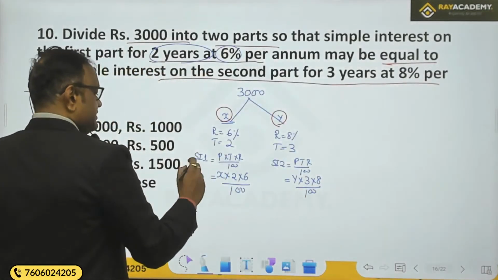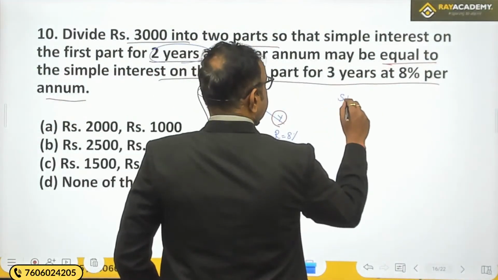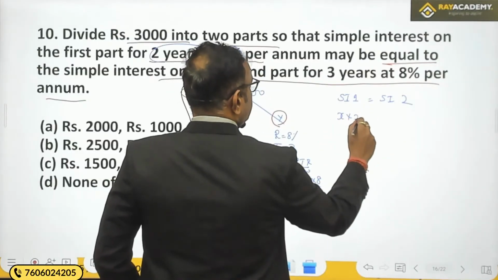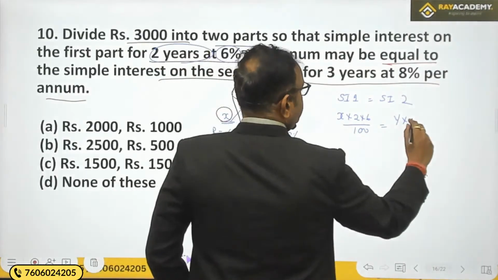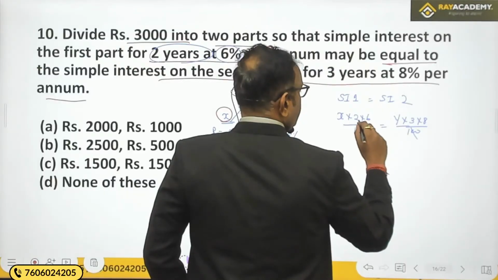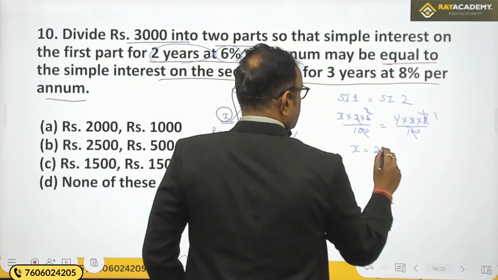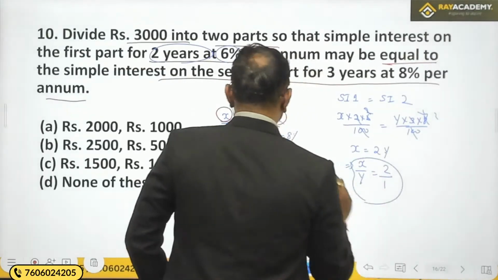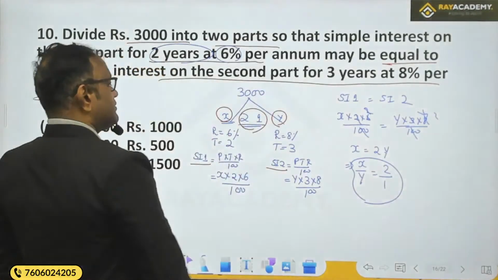Now they are saying simple interest 1 and simple interest 2 are equal, so we put SI1 equals SI2. X multiplied with 2 into 6 by 100 equals Y multiplied with 3 into 8 by 100, and the 100 gets cancelled. 2 fours are 8, 3 twos are 6, so it reduces. X equals 2Y, so X by Y equals 2 by 1. So X and Y are divided in the ratio 2:1.